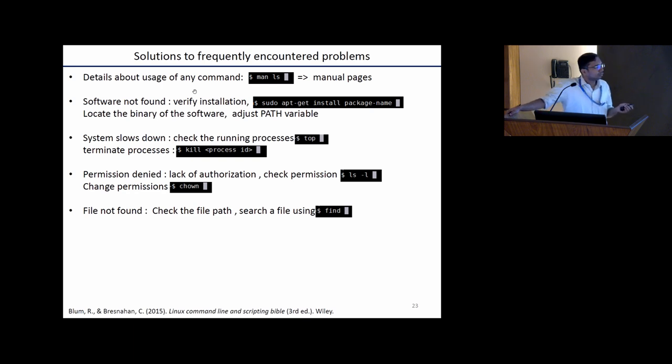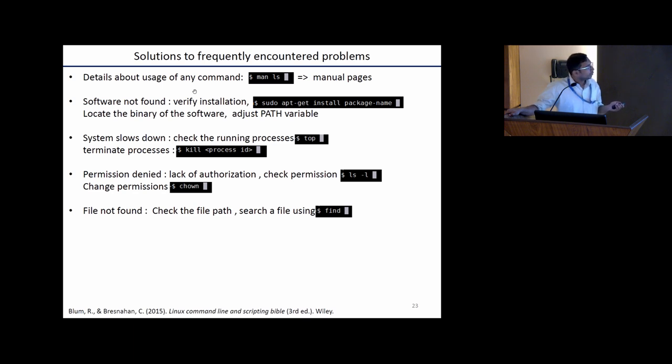So to overcome that, you have to identify the program which is stopping it. You have to use this command called top. It gives you a list of programs which are slowing down your system, and then you terminate them using a command called kill, right?